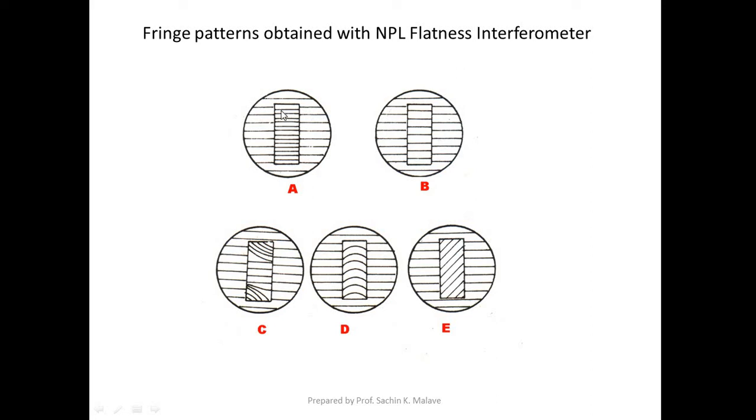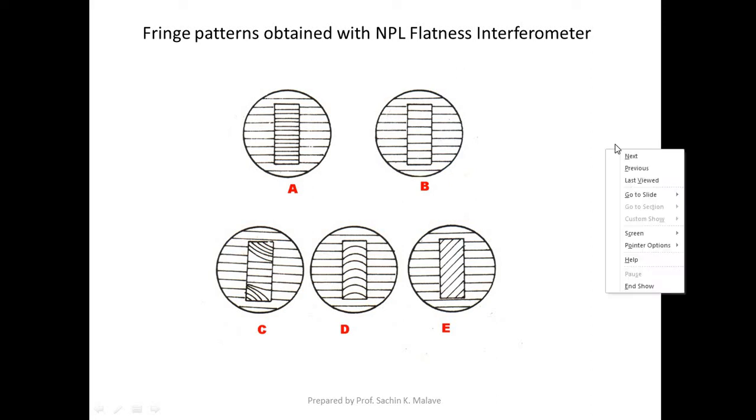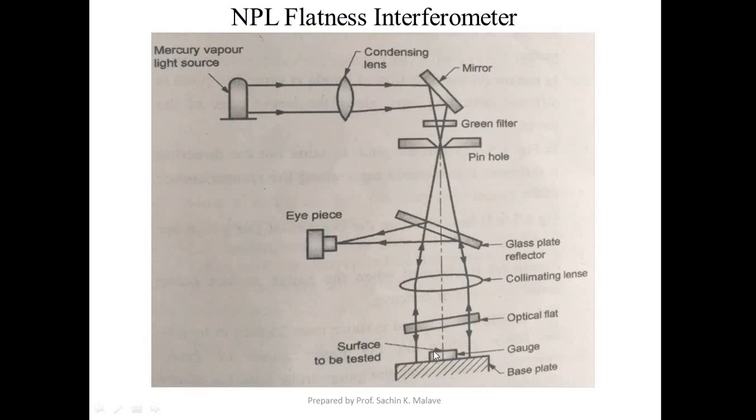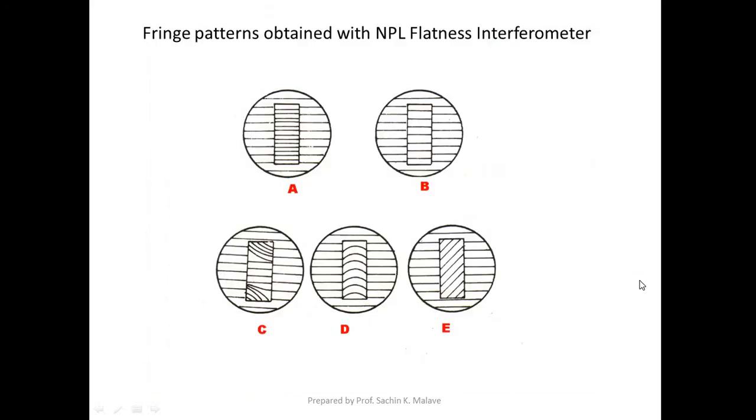If you compare this distance, the pitch is different. Here the pitch is more, here the pitch is less, but the direction is the same. So it indicates that there is a taper along the larger end of the gauge. The top surface of the larger edge of this gauge is tapered. It is not perfectly flat.